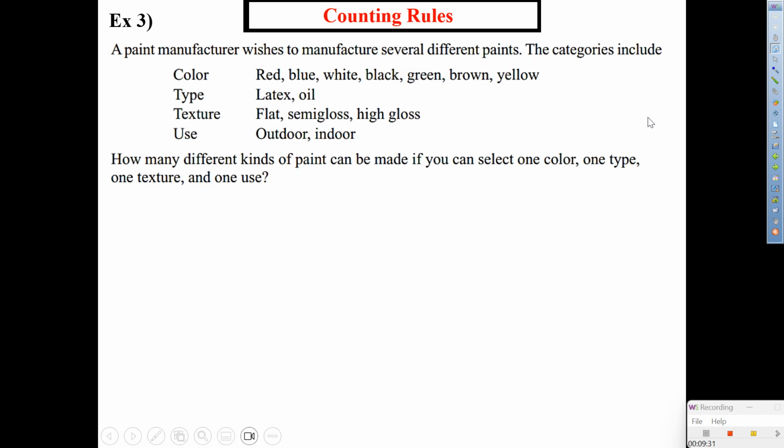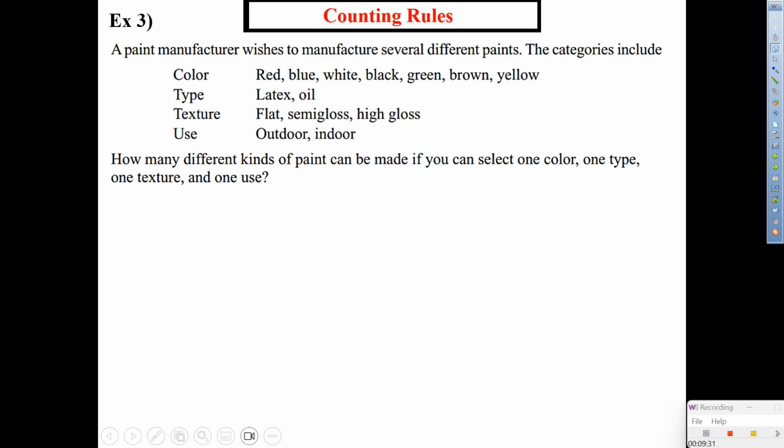It reads, a paint manufacturer wishes to manufacture several different paints. The categories include color: red, blue, white, black, green, brown, yellow. Type of paint could be latex or oil. Texture could be flat, semi-gloss that it's a little shiny, or high gloss which is very shiny. Or it could be for indoor or outdoor. And by the way, those are very true situations.